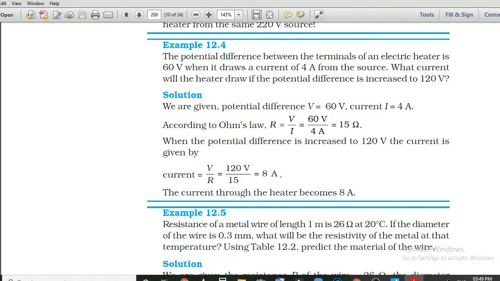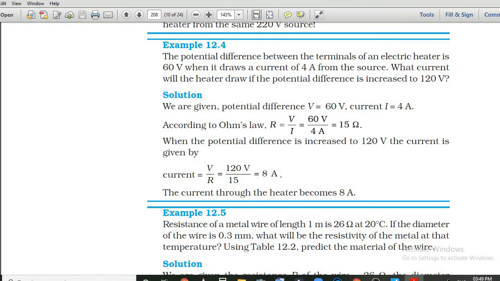How is it worked out? In the first case voltage 60, current 4 ampere. Then what is the resistance? As per Ohm's law, R is equal to V by I. Therefore 60 divided by 4, that is 15 ohm. Thus we got resistance 15 ohm. Second time what happened? Voltage doubled, then what is the current? Again using Ohm's law, V by I is equal to R. So I is equal to V by R. V means the new voltage. What is the new voltage? 120 volt.